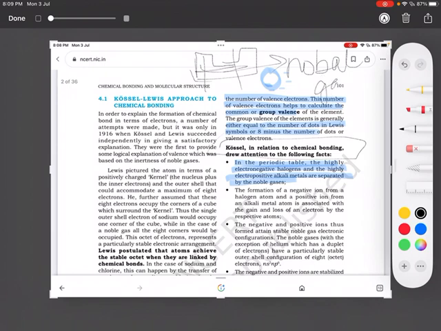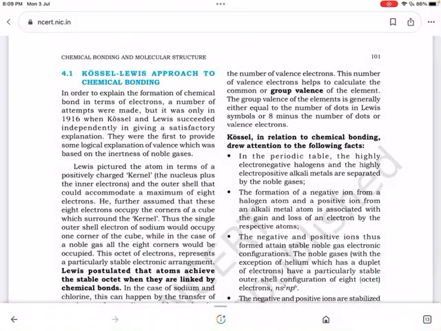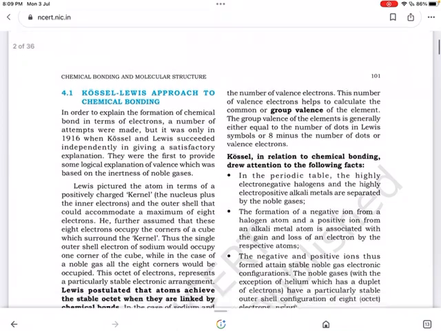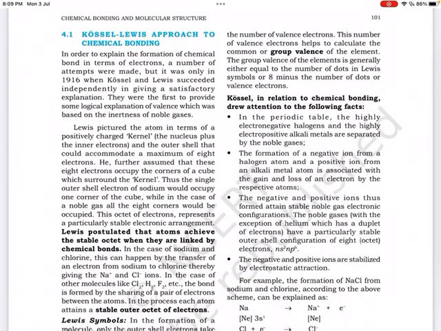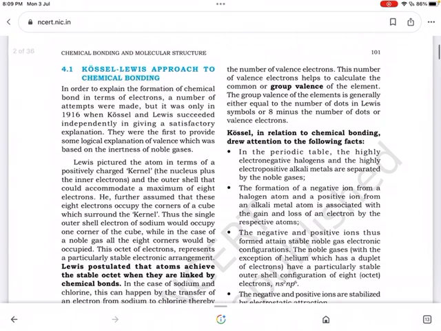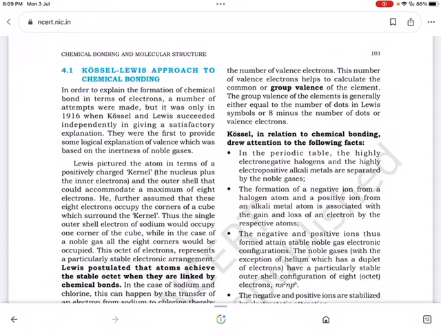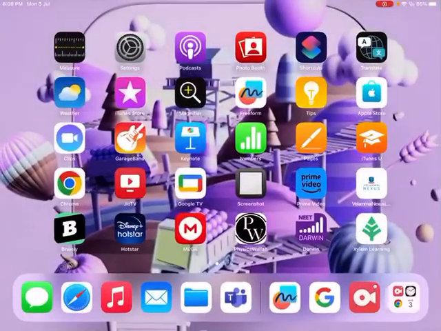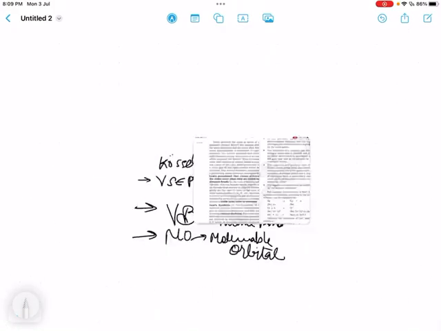The second fact is the formation of a negative ion from the halogen atom and a positive ion from the alkali metal. Kindly have your NCERT page number 101 in the old edition. I don't know about the new edition, so kindly take 101. I will explain on the board for you because it's not comfortable explaining now. So kindly take your NCERT.